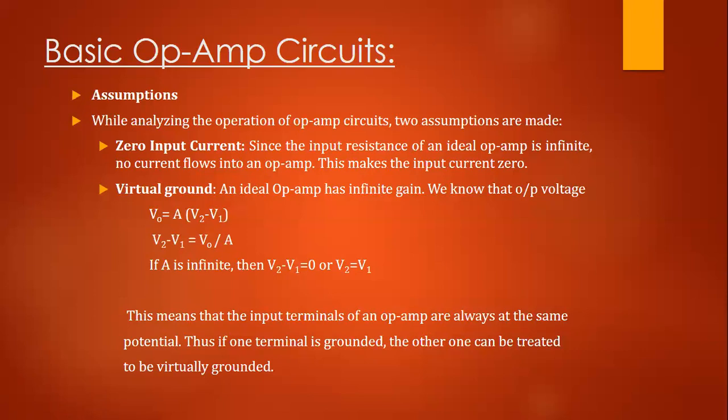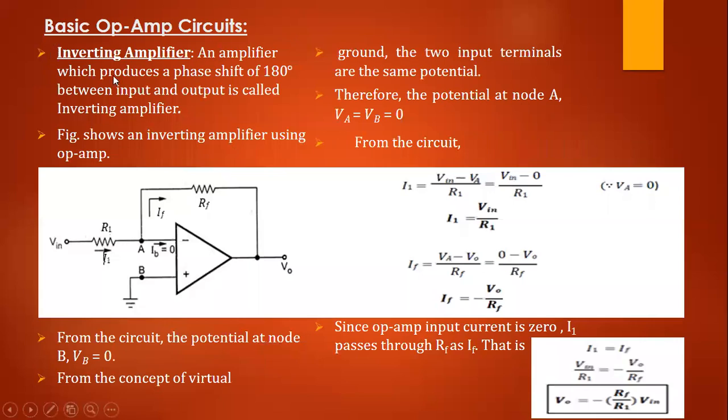Okay, so now let us discuss the inverting operational amplifier. So, inverting amplifier. An amplifier which produces a phase shift of 180 degrees between input and output is called an inverting amplifier. So this figure shows an inverting amplifier using op-amp.